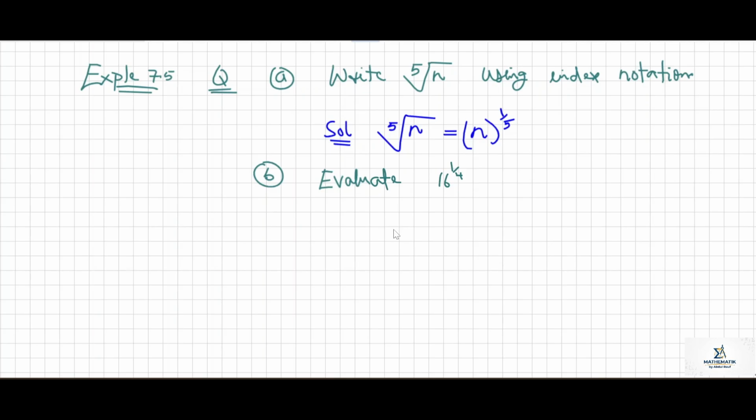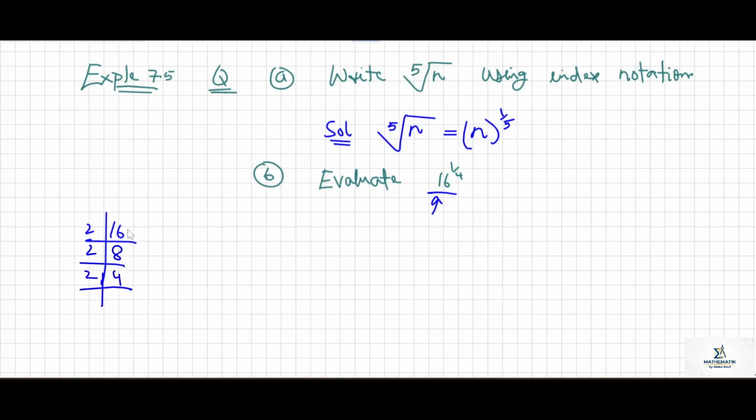So 16, when we have 16 raised to 1 by 4, the index is this. So we can convert 16 into prime factors. 16 can be written as 2 raised to 4, but I am doing it like this so you can understand it.